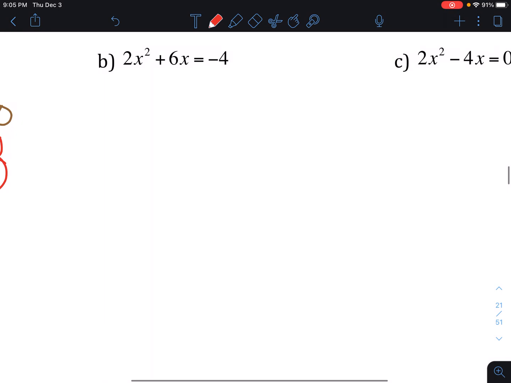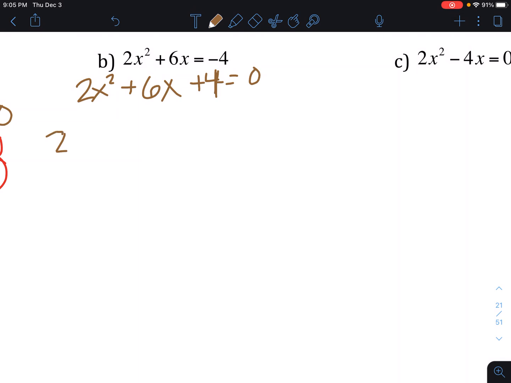Letter B. The first thing I notice is it is not equal to 0, so I need to add 4. Again, be careful with your placement. The 4 is a constant, so that comes third. It needs to be x squared, then x, then constant. All right, so for factoring, don't be in a rush. A lot of people see the 2 in front of the x squared and they think it's a hard trinomial. Remember, look for GCF first. You actually have a GCF here. It's 2.